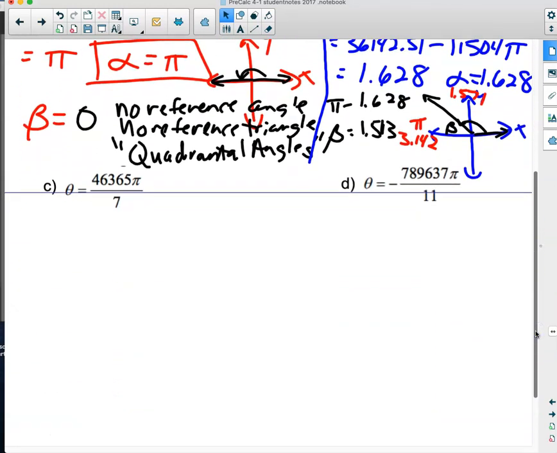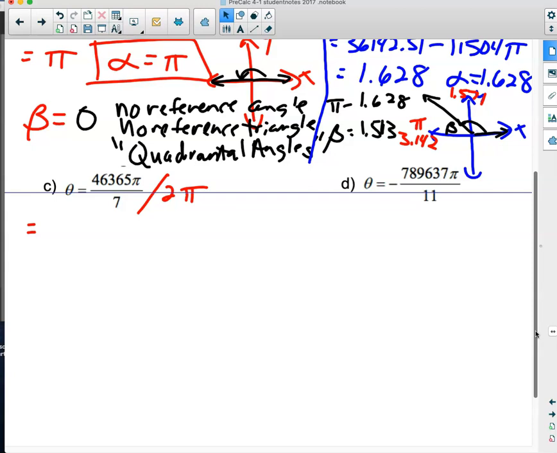C, thank goodness, pi is back. All right, so we've got 46,365 pi over 7. And we're going to have to divide that whole thing by 2 pi to see what we get. So, you want to make sure you get that fraction in properly.